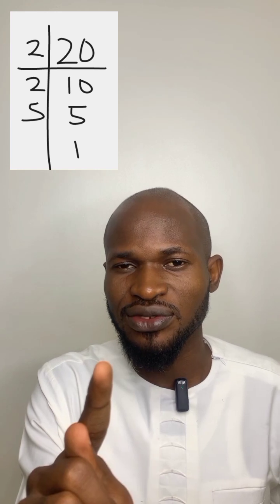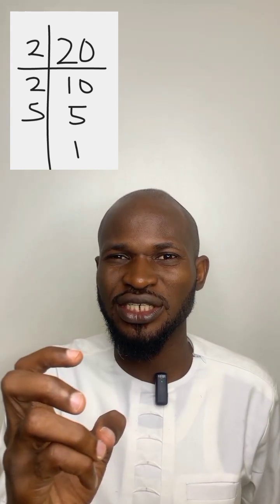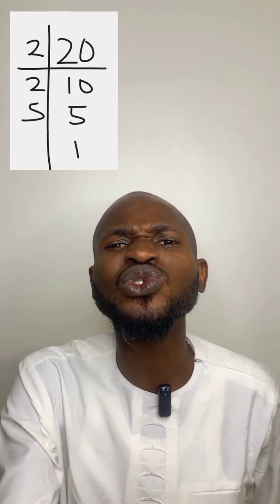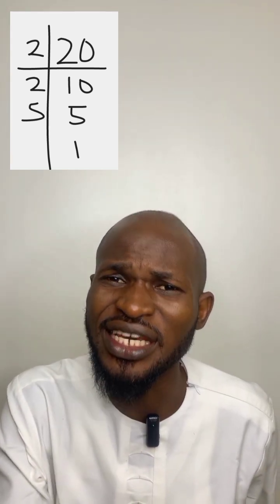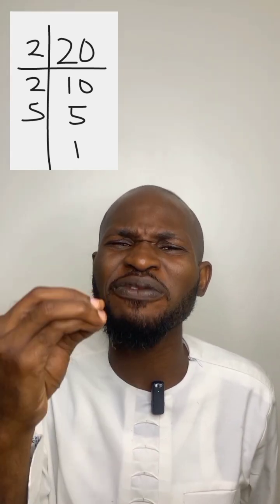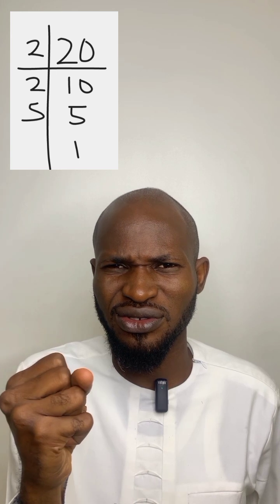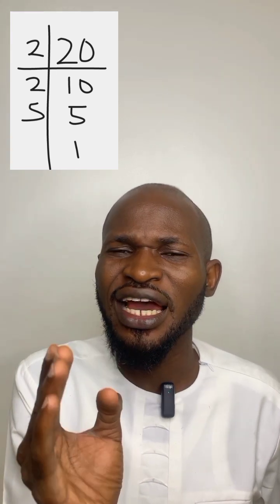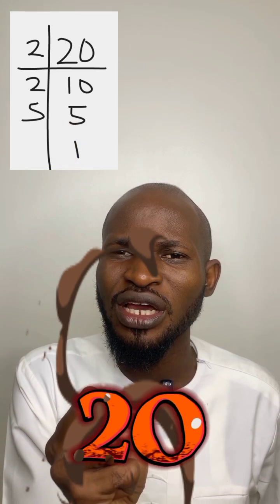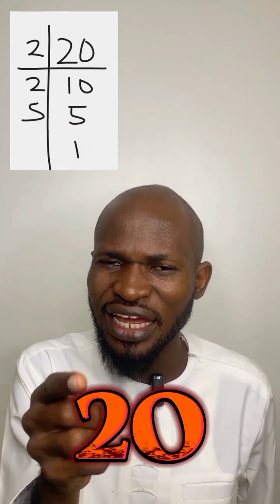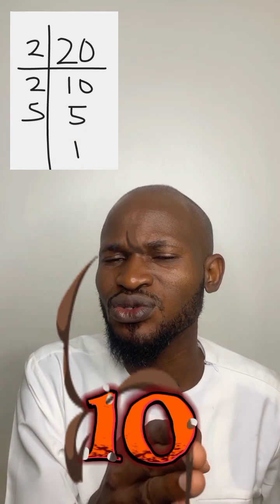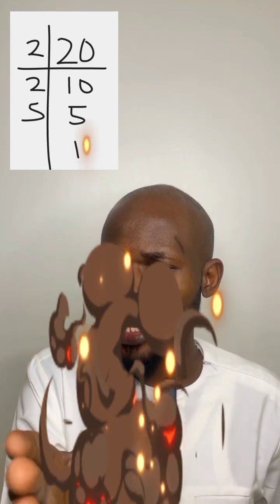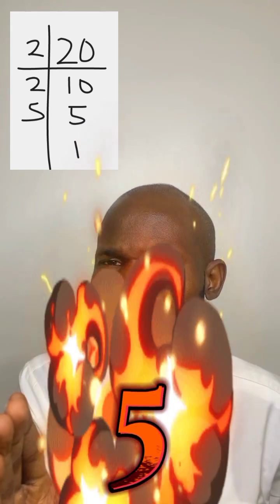Please take notes. Let's not rush this. I want you to understand this. We have been told to express 20 as a product of prime factors. So we write our 20 and then we divide by 2 and then we now got 10 and then we now divide 10 by 2 and then we now got 5. So simple, right? I hope you're not confused now.